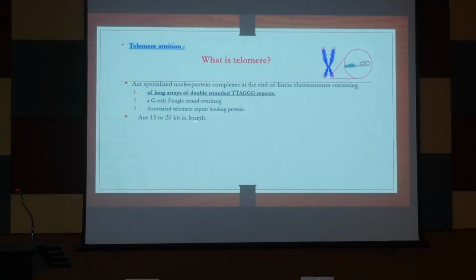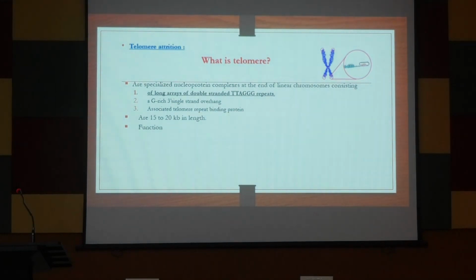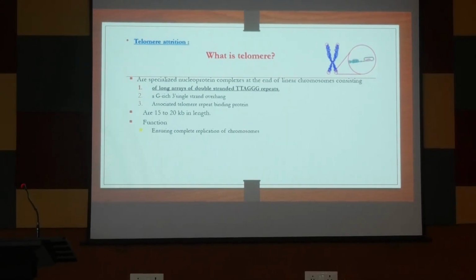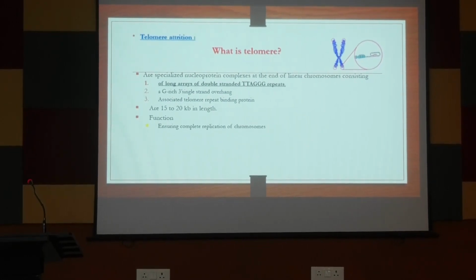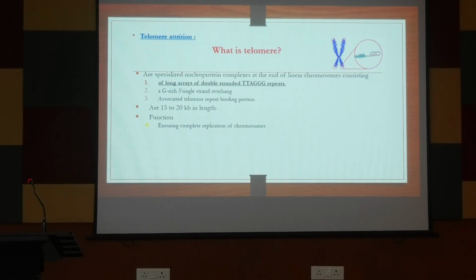It is usually 15 to 20 kilobytes in length. What is the function of telomere? It ensures the complete replication of the chromosome. During mitotic division, each chromosome is divided into 2 daughter chromosomes. This is mainly ensured by some different mechanisms. One of the mechanisms is the presence of telomeres. They maintain chromosomal integrity by preventing end-to-end recombination.